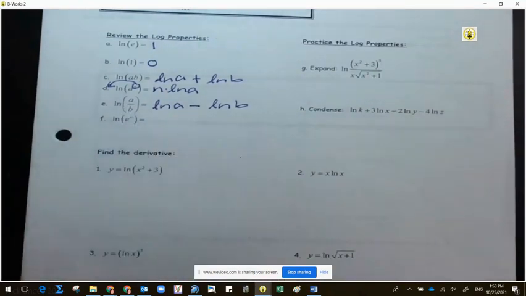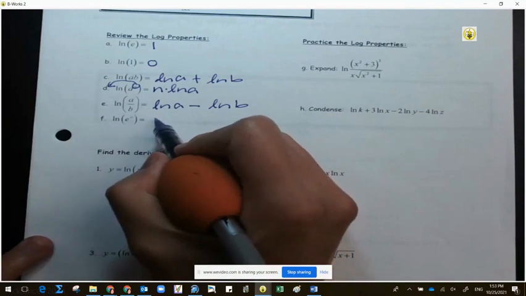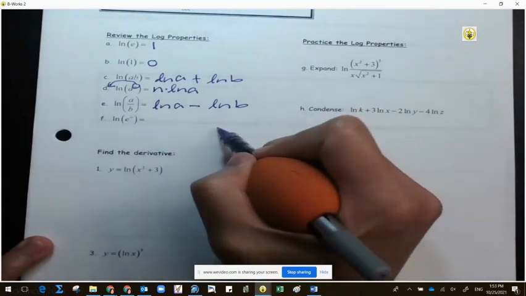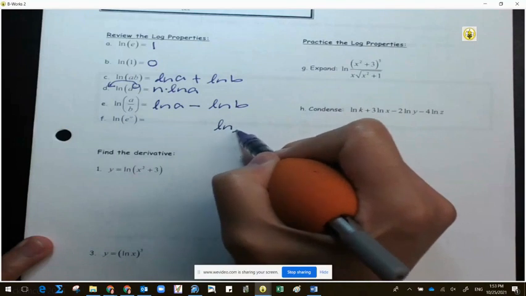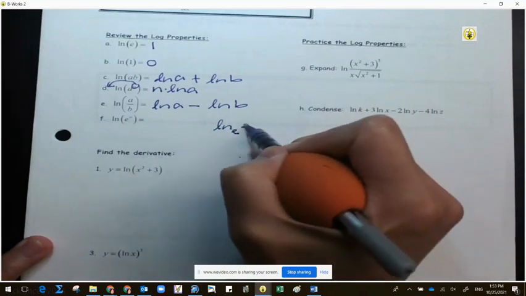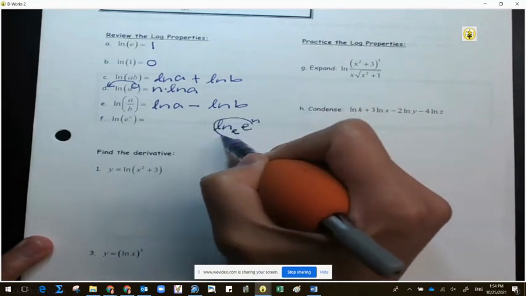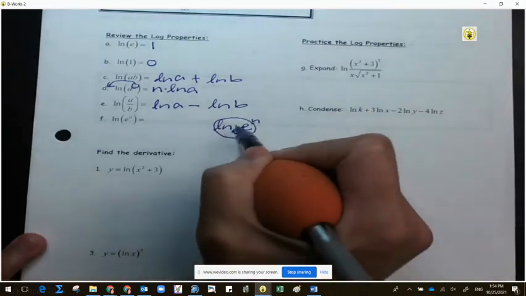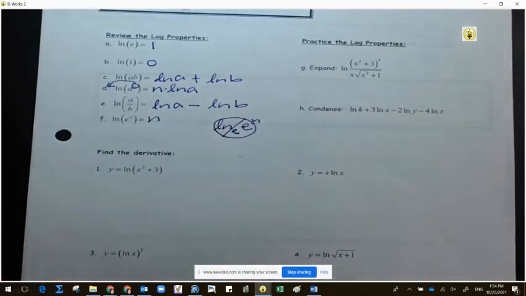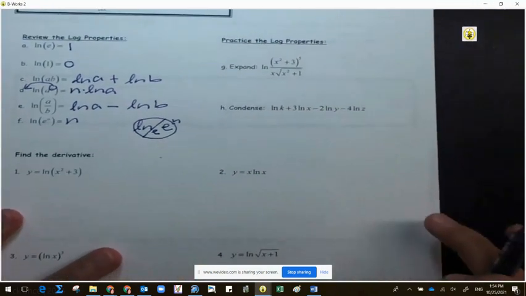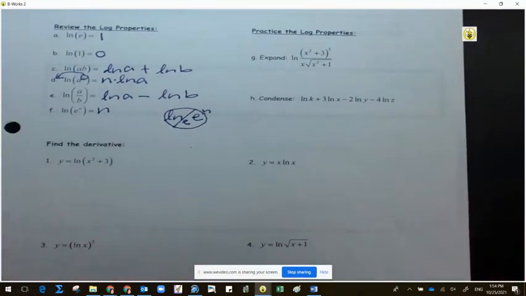The next one, what about natural log of e to the power of n? Let's write the understood natural log of e to the power of n. What do y'all remember about little e and the big E? They cancel, so we have n. So if you don't remember any of this, I want you to try to review them as much as you can, using them to expand and condense.